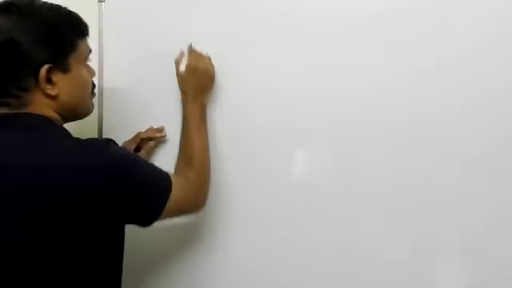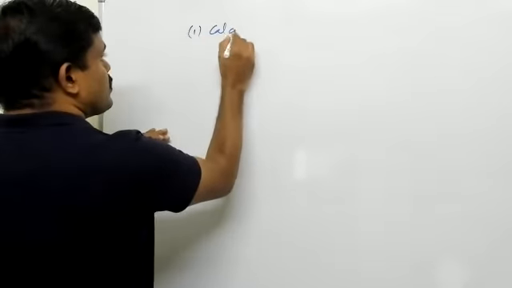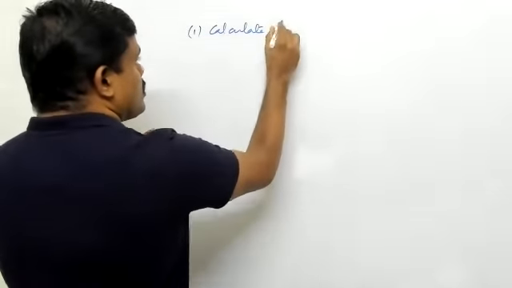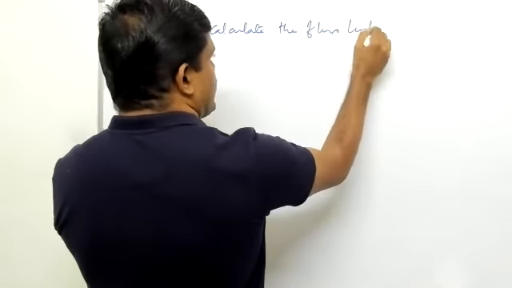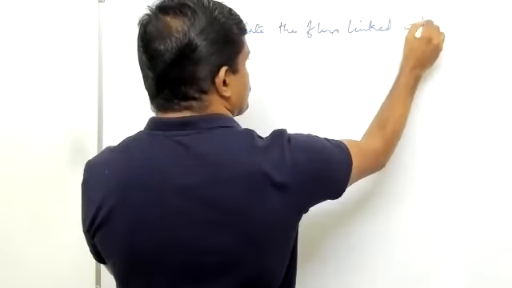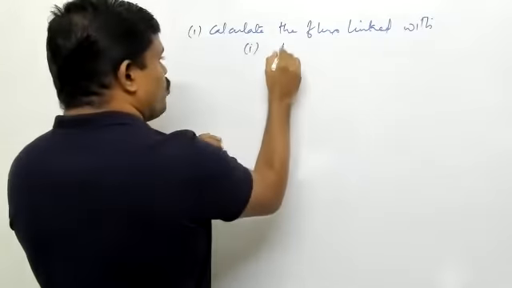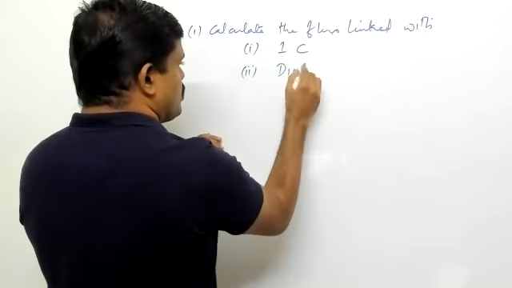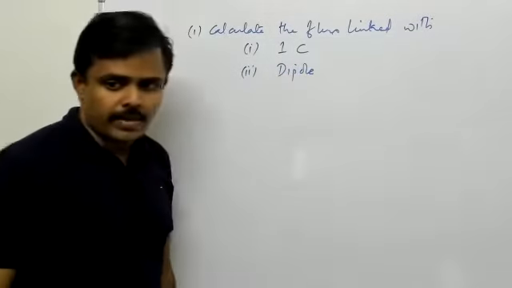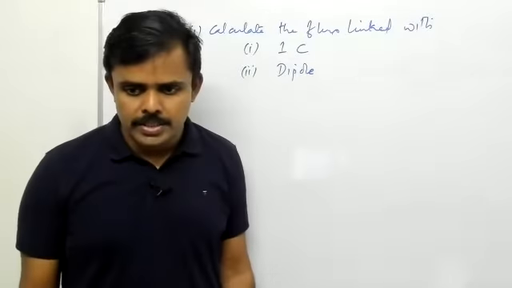Let's just start writing. Question number 1. Calculate the flux linked with 1 Coulomb charge. Question number 2, dipole. Previous questions. Calculate the flux linked with 1 Coulomb charge.